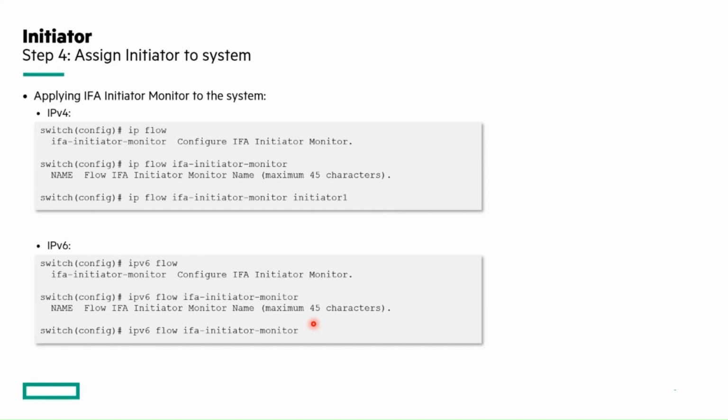It should be very carefully noted that the class type should be the same as the flow definition. So for instance, if you are assigning this flow monitor to an IPv6 type of flow, your class type should also be IFA IPv6 type.